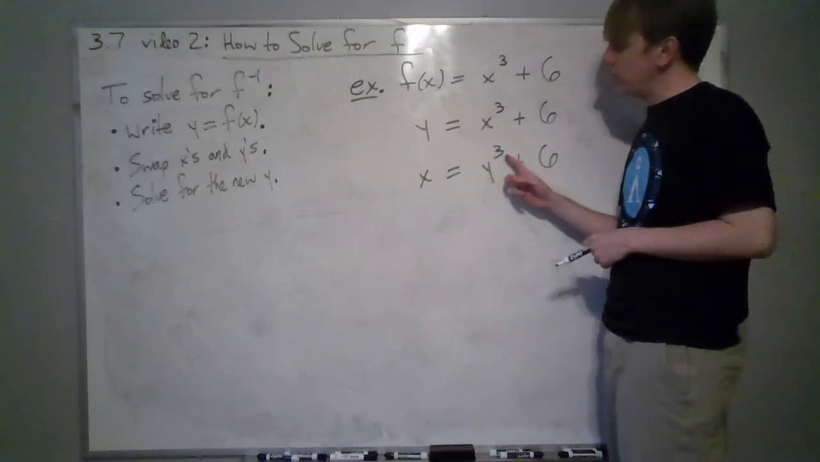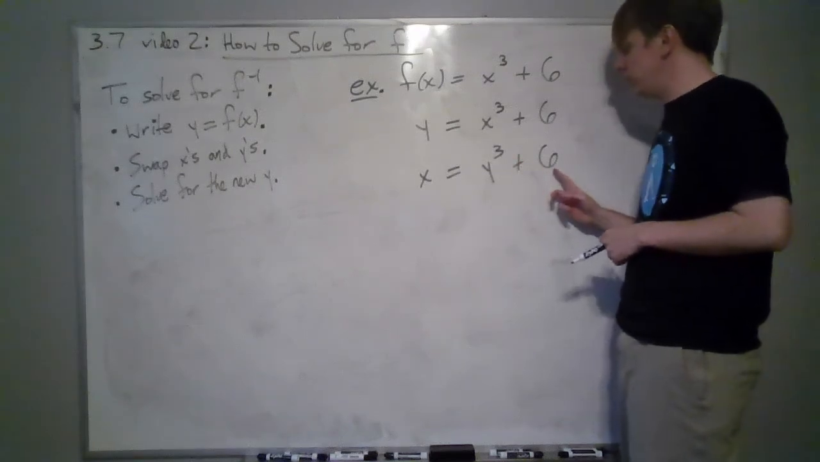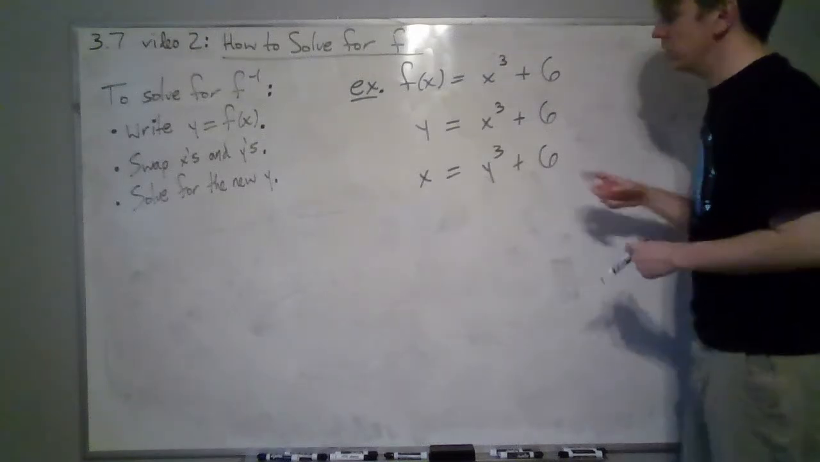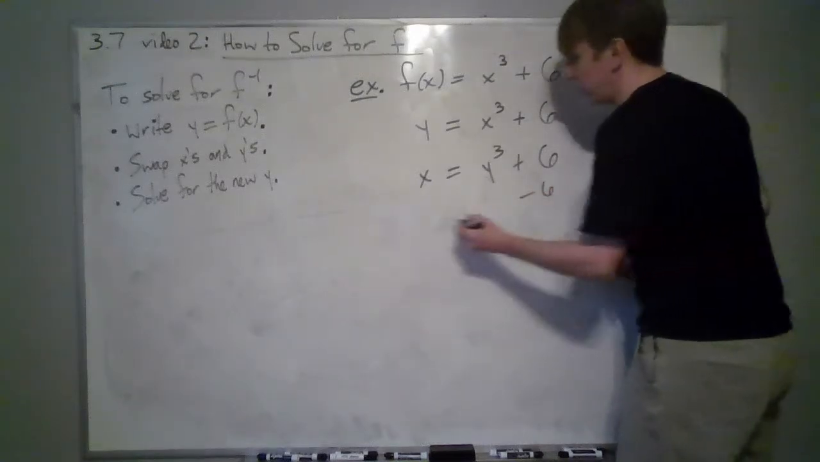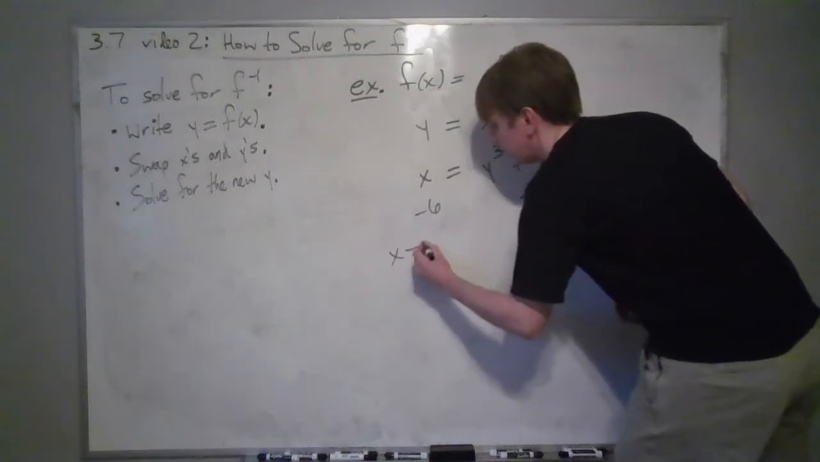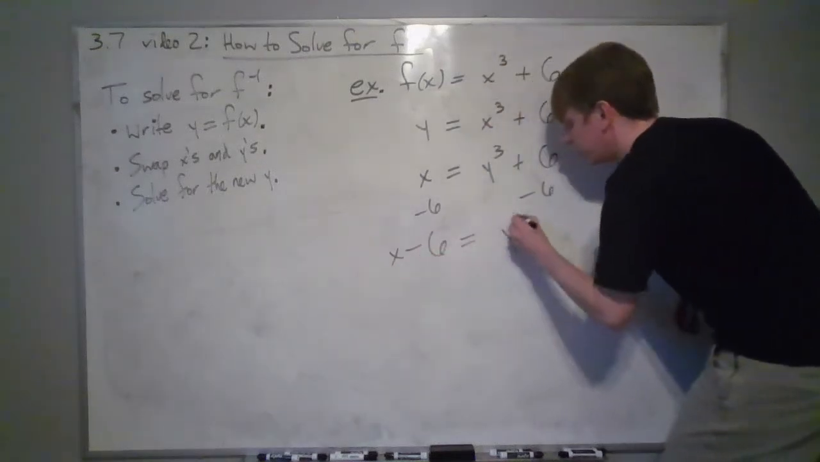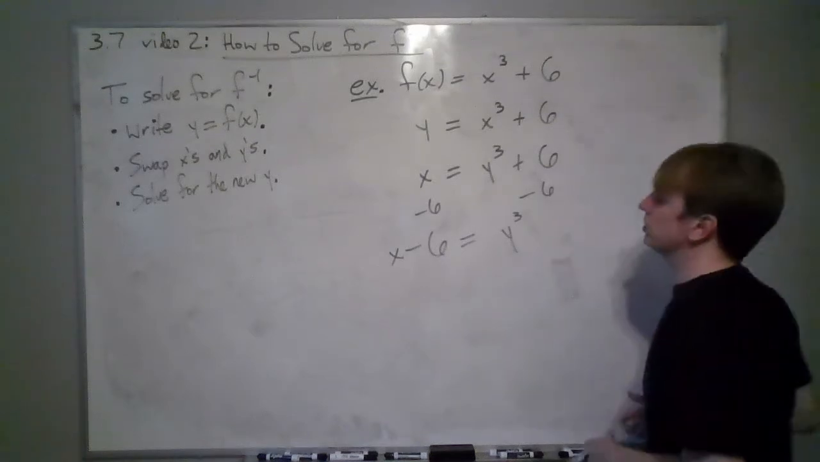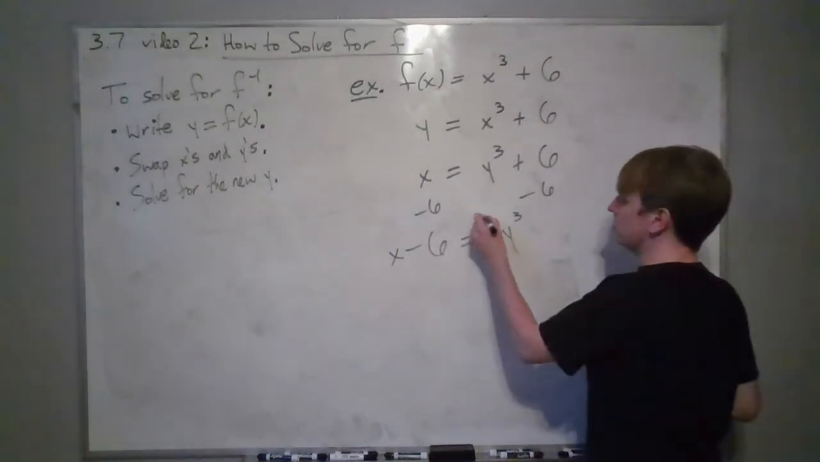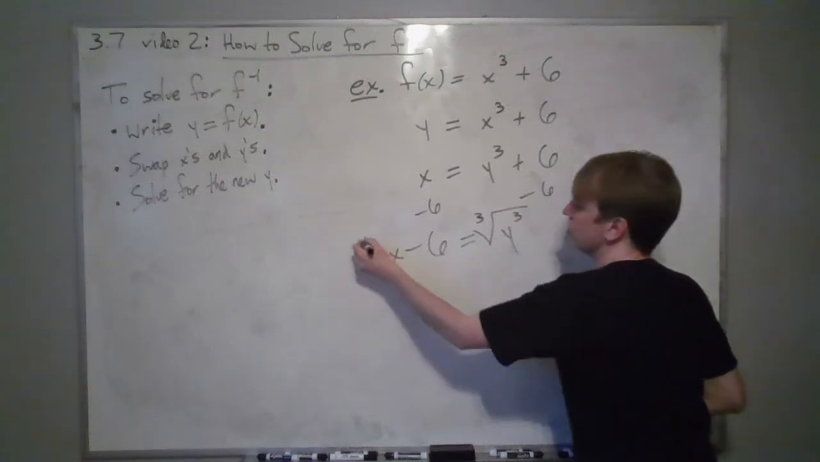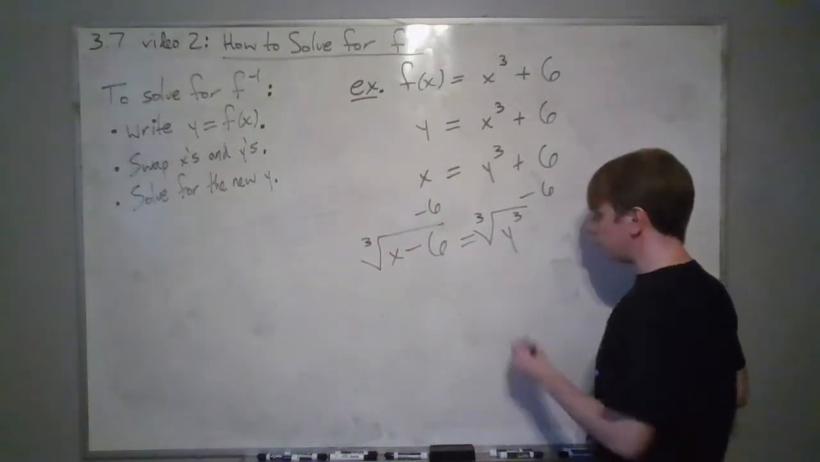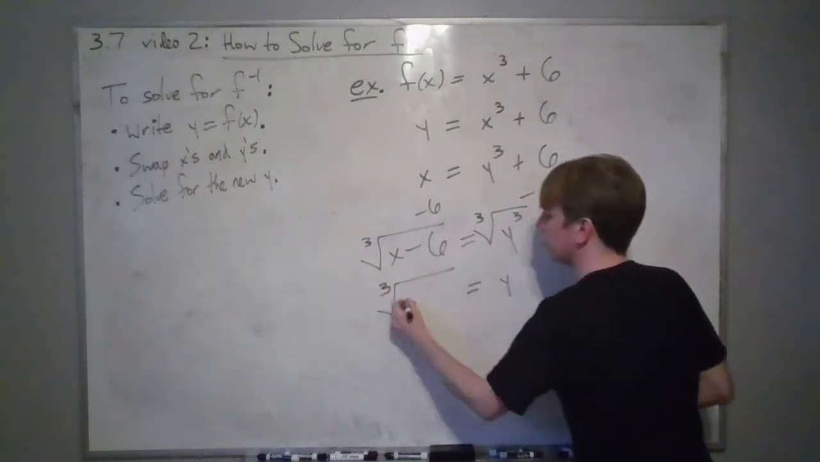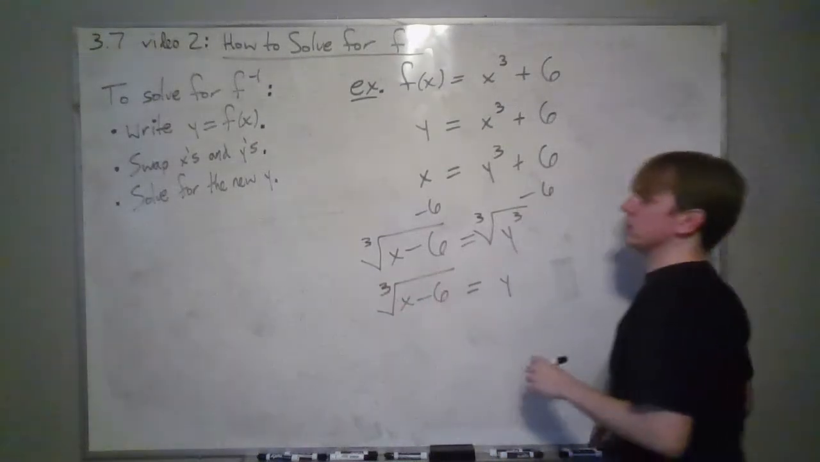Okay, so I don't want to take a cube root just yet, because then I would mess up this 6 and confuse myself. I think I want to subtract 6 from both sides first. So let me subtract 6. And we'll get x minus 6 is equal to y cubed. And now I'm in pretty good shape. I can get rid of the cube by using a cube root on both sides. So let's use a cube root on both sides. And I end up with y is equal to the cube root of x minus 6.